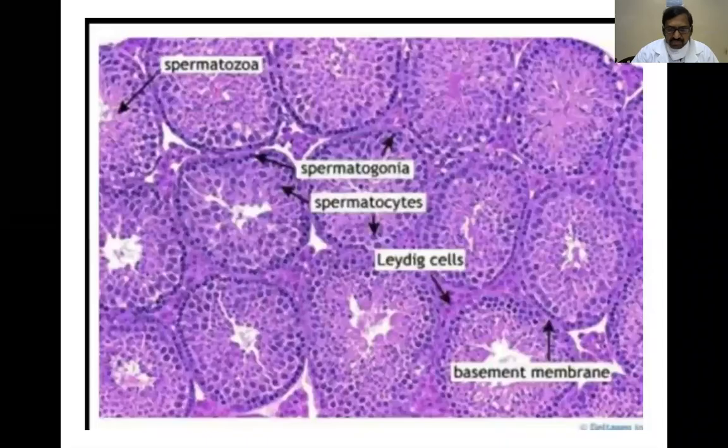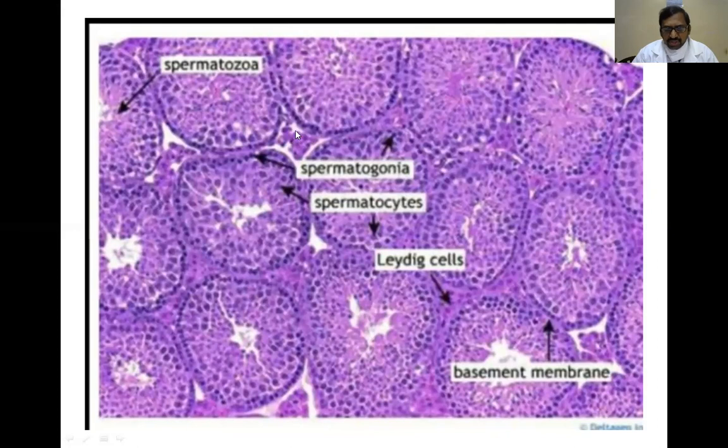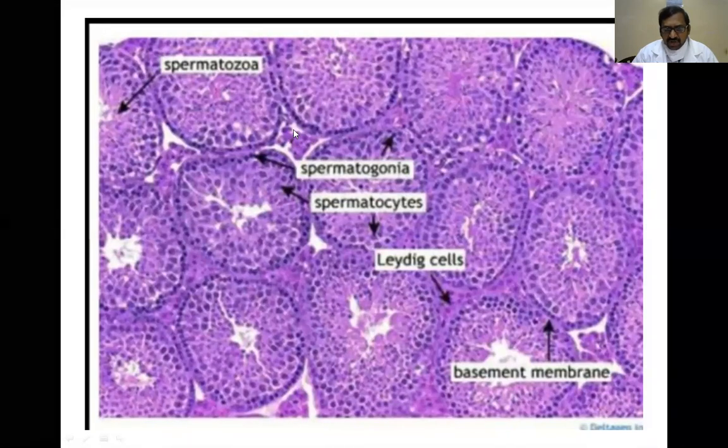You see further magnification. Each one is a seminiferous tubule. This is another seminiferous tubule. Like this, these are all the seminiferous tubules. In between these are the cells. They are nothing but the Leydig cells. These are the cells responsible for the production of the male sex hormone, testosterone. It is produced in the Leydig cells.